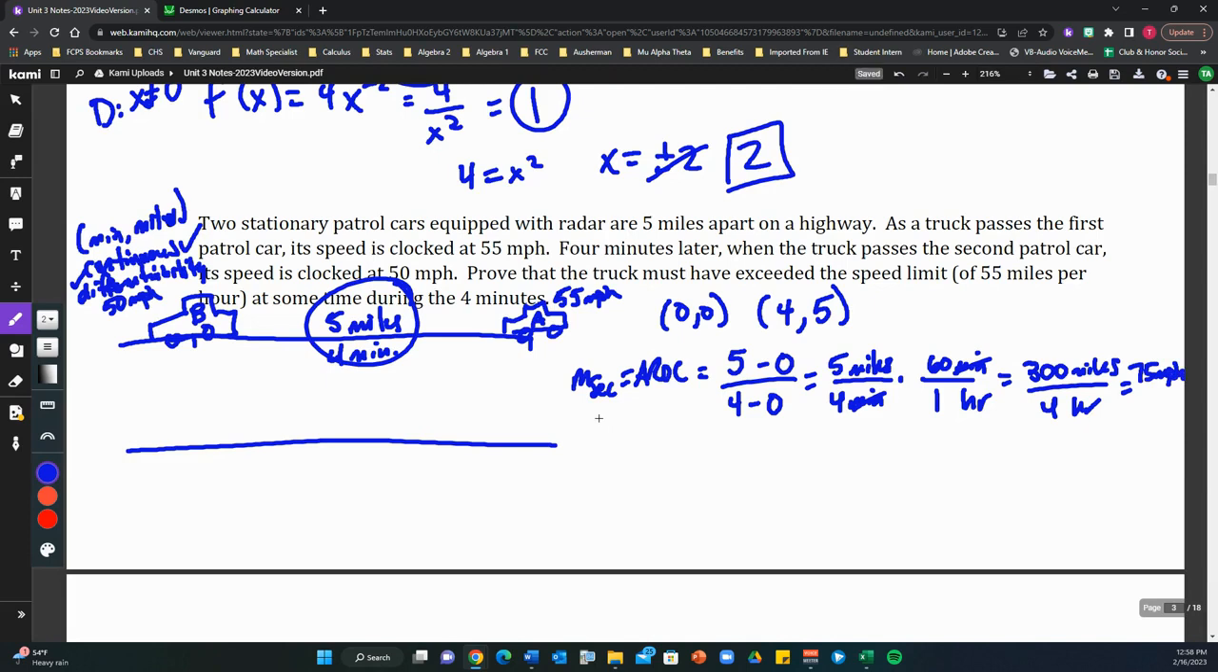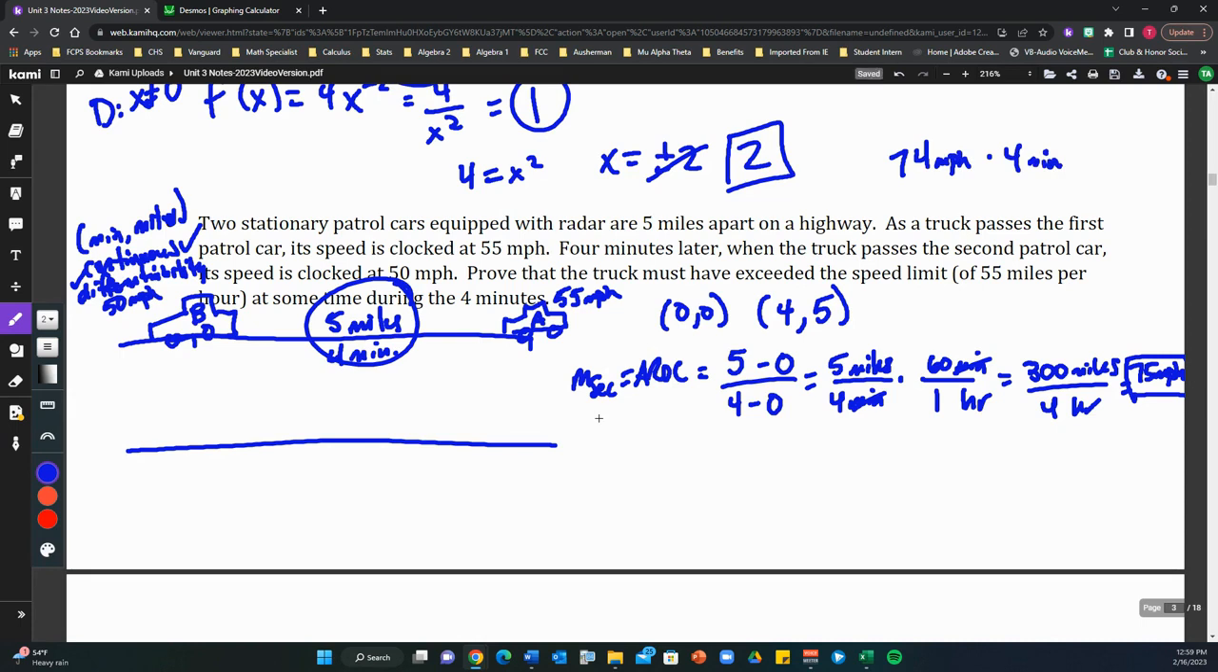So this information is saying that the average speed of this truck across that interval had to have been 75 miles per hour. That means, based on the mean value theorem, there is no way that you could have traveled 5 miles in 4 minutes and never reached a speed of 75 miles per hour. So even if the car was magically able to go from stopped to instantaneously traveling at 74 miles per hour, if I do that for 4 minutes, it's not going to equate to 5 miles.